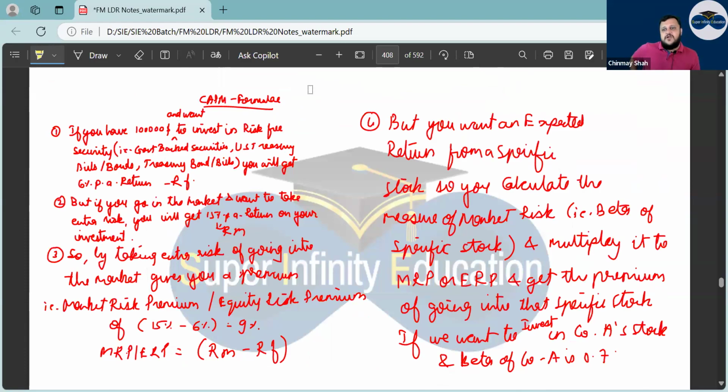How is the CAPM formula derived? Now you understood systematic risk, beta, correct? Now understand how the CAPM formula is derived. Let's say you have 100,000 to invest in a risk-free security. You tell me, sir, I want to invest in a risk-free security. I say okay, you will get RF, or the risk-free return.